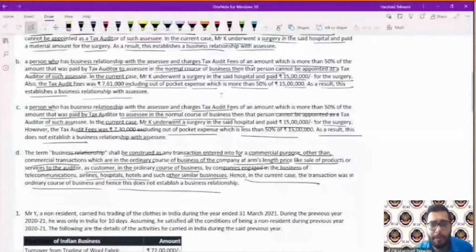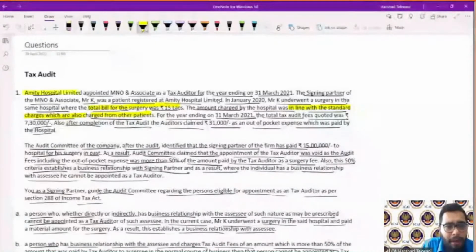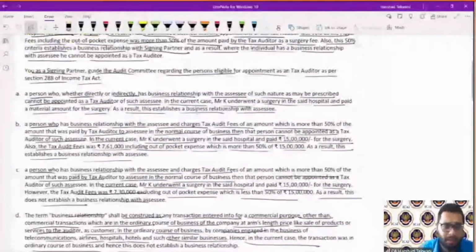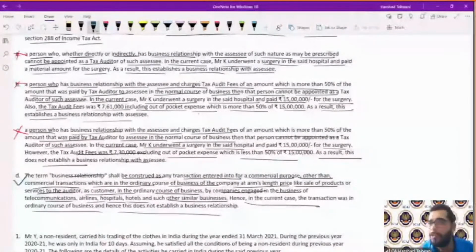So in the current case also, if you see, the total bill for surgery was 15 lakh. However, the same was in line with the standard charges which are charged from other patients. There is nothing related to special treatment to the auditor. And this is a hospital, which falls under the category. And hence, the correct answer is D. Not C, not B, not A. Understood?